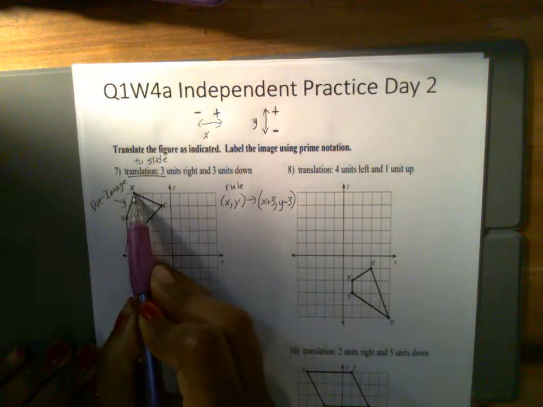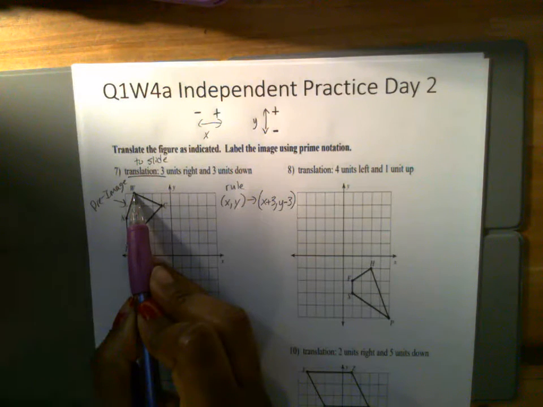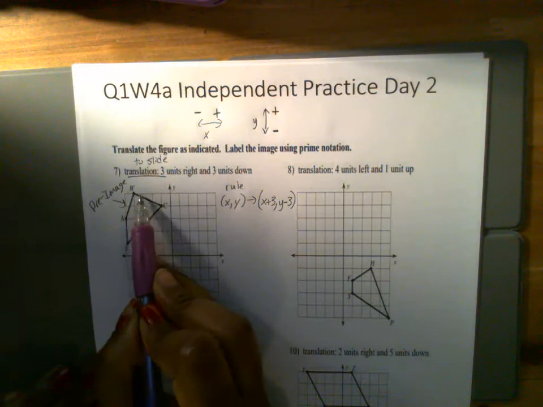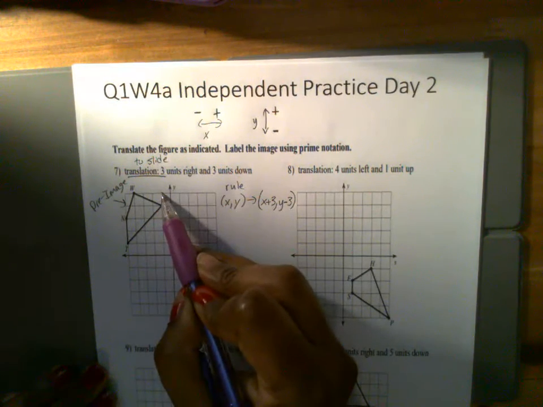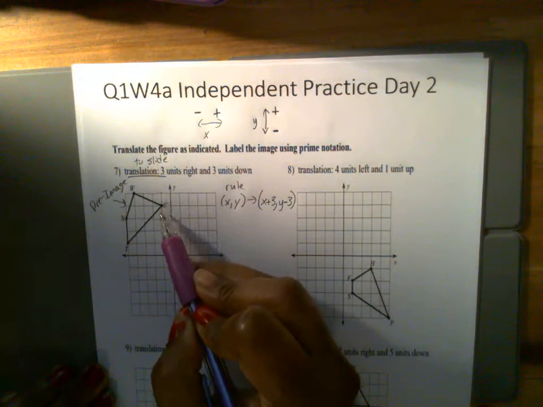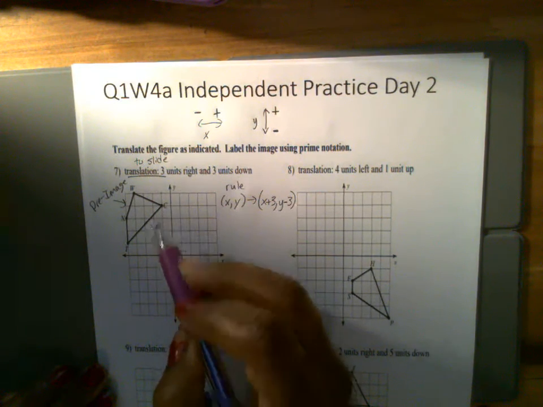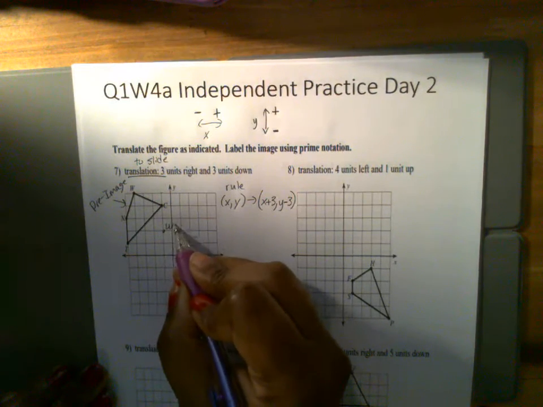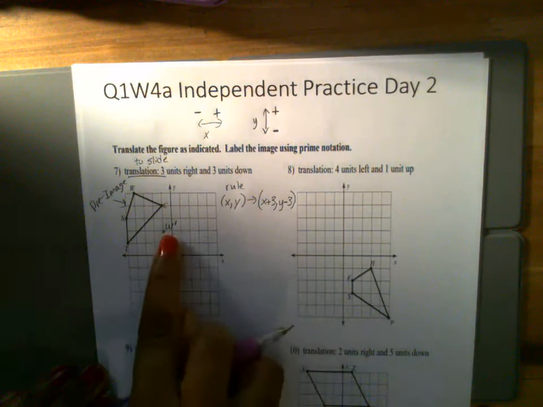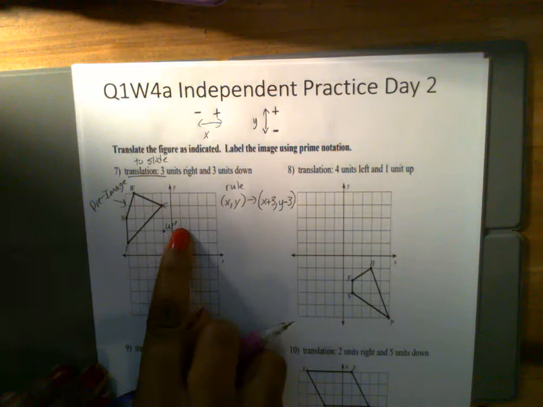So I'm going to take W and I'm going to count 3 units to the right. So I move 1 time, 2 times, 3 times to the right. Then it says 3 units down. So I'm going to move 1 time, 2, 3 units down. And this is my new location for W. So this is W with a tick mark, which now we call W prime.